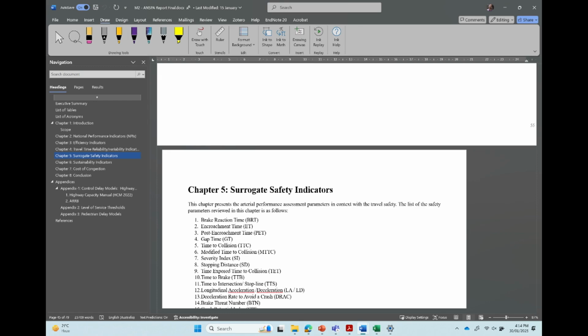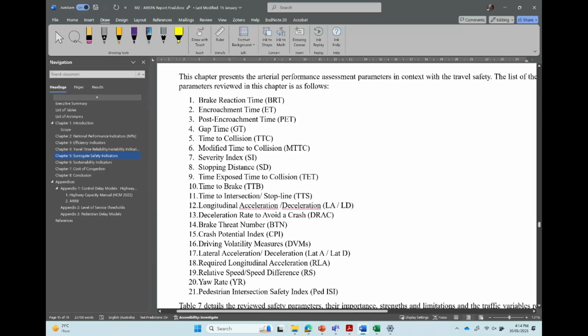For example, surrogate safety measures, a long list is there, and I know a number of you are doing research on safety here. Brake reaction time, gap time, time to brake, etc. A long list of surrogate safety measures. They have their own thresholds. Again, if I have a data set, I can use it to compare how well my signal has behaved with respect to safety. But with the loops, I don't have the data. With the Bluetooth, I don't have a data set. Yes, these are important indicators, but then you need other data sources to calculate that.